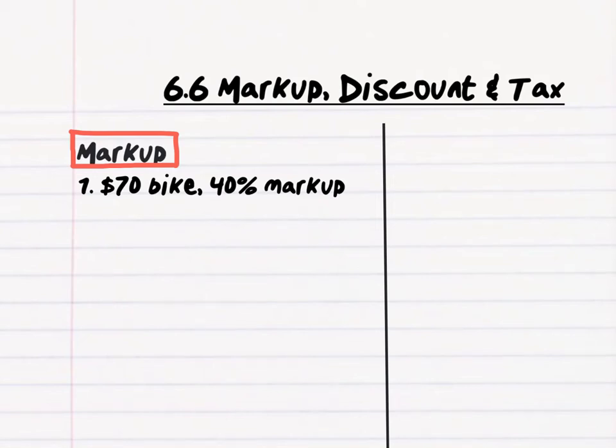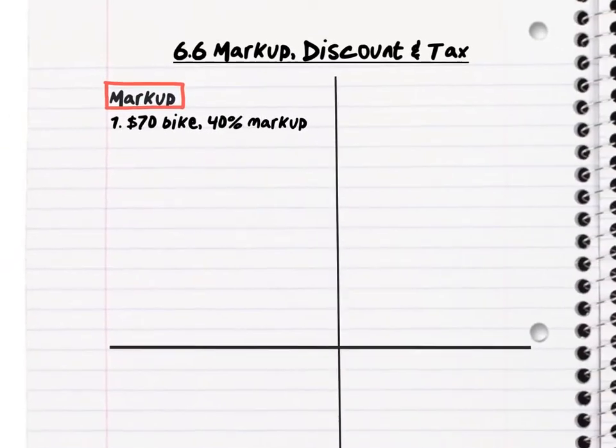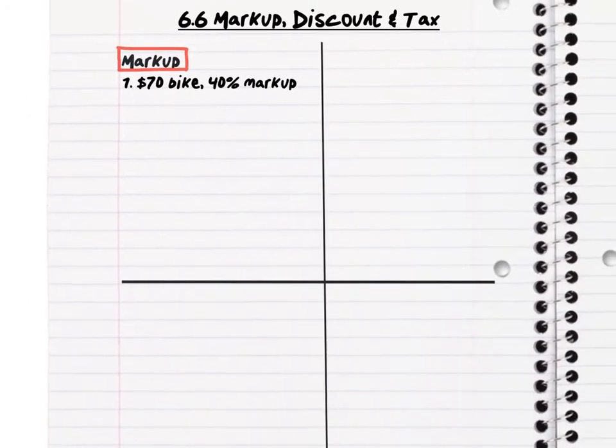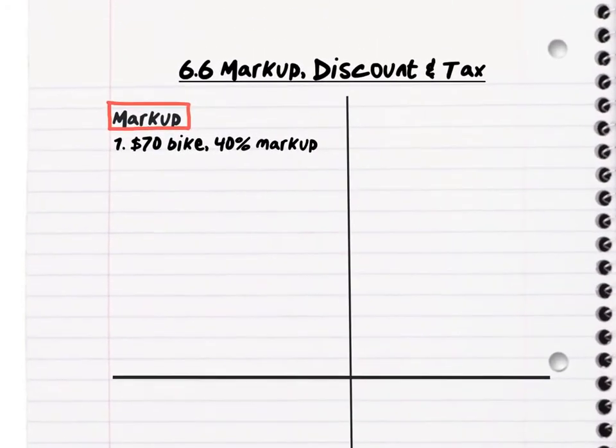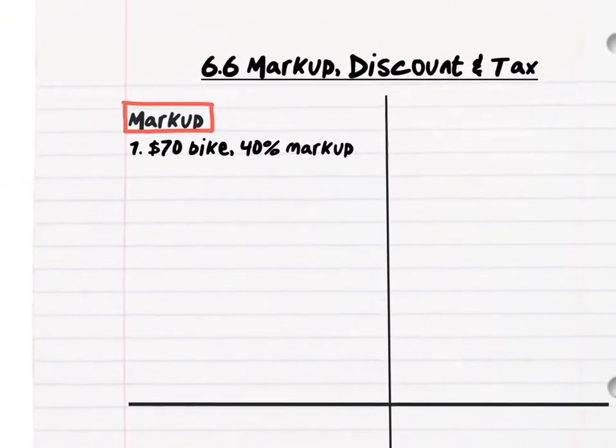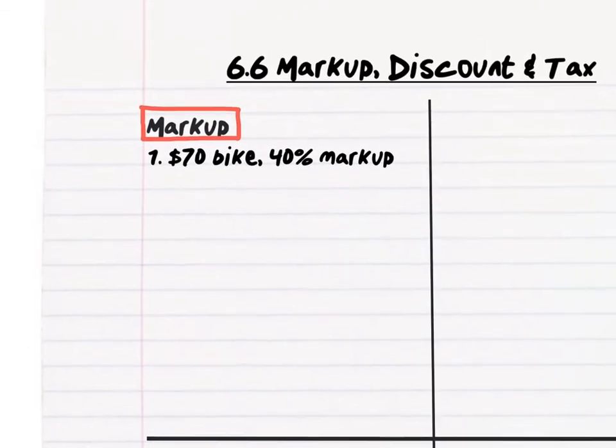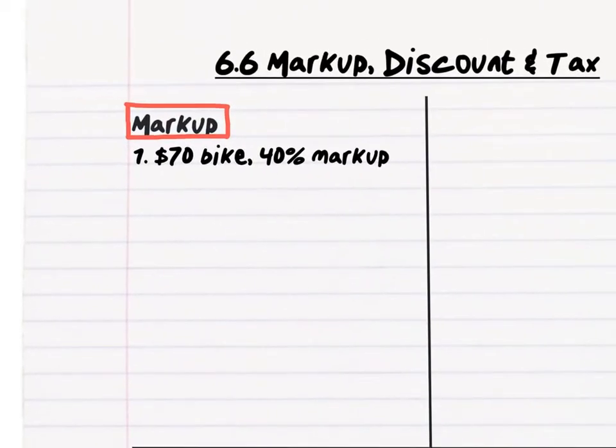Hello, this is lesson 6.6, Markup, Discount, and Tax. Make sure you have the title on your page and then divide your paper into 4 sections. Pause the video to do so and then copy on the top left box what you see on your screen, just like I have it. And then when you're ready, press play. Please pause now.